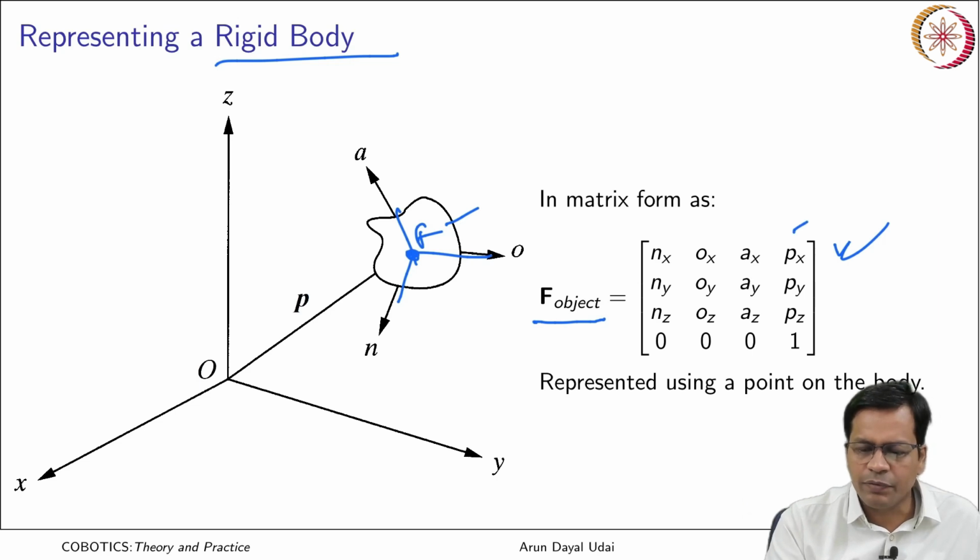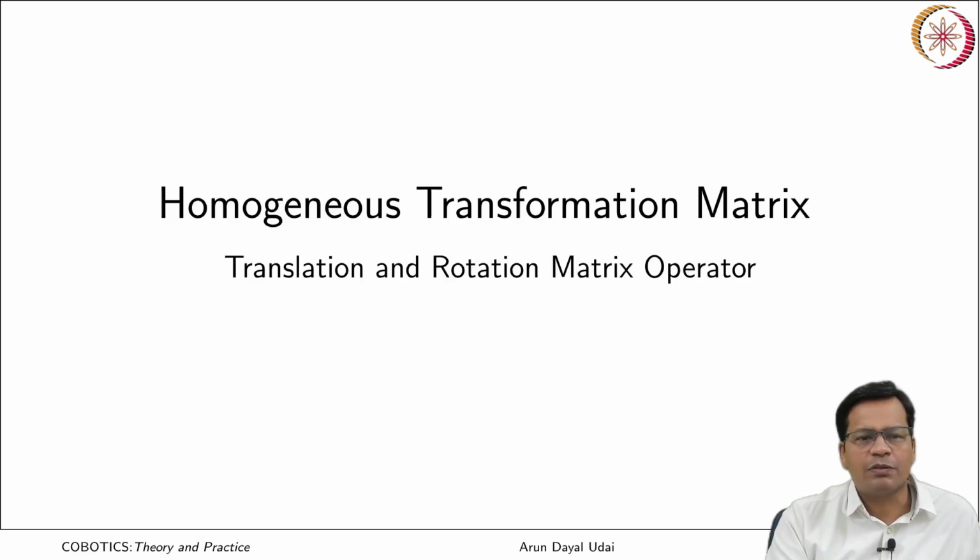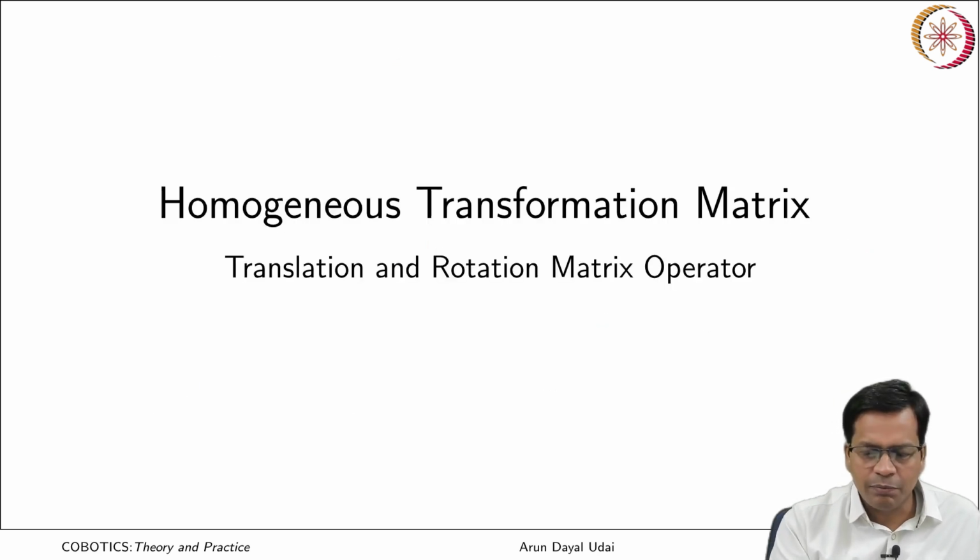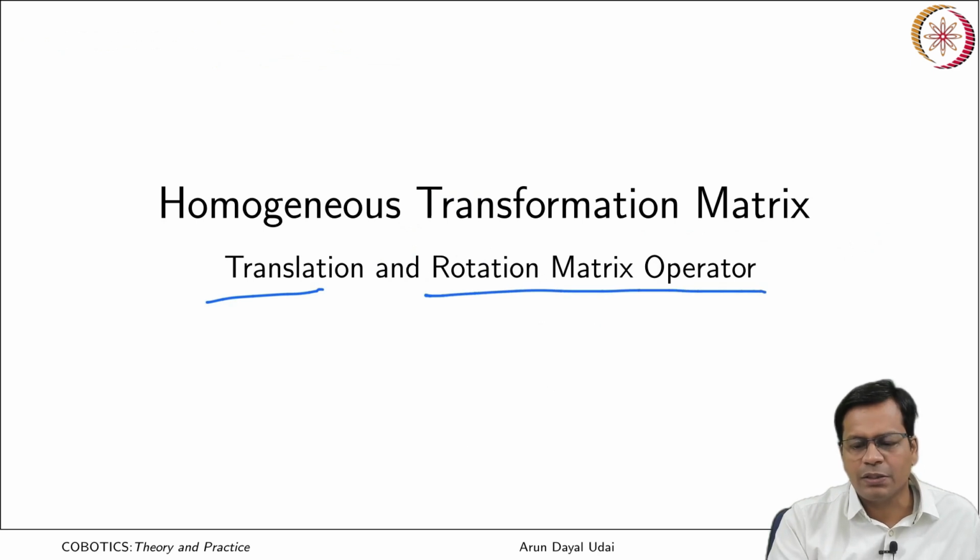Position will differ, but definitely the orientation of the whole frame will not change. If the location of this point changes, position will change, but definitely the orientation will remain the same. Now, let us come to homogeneous transformation matrix, translation matrix and rotation matrix operators.